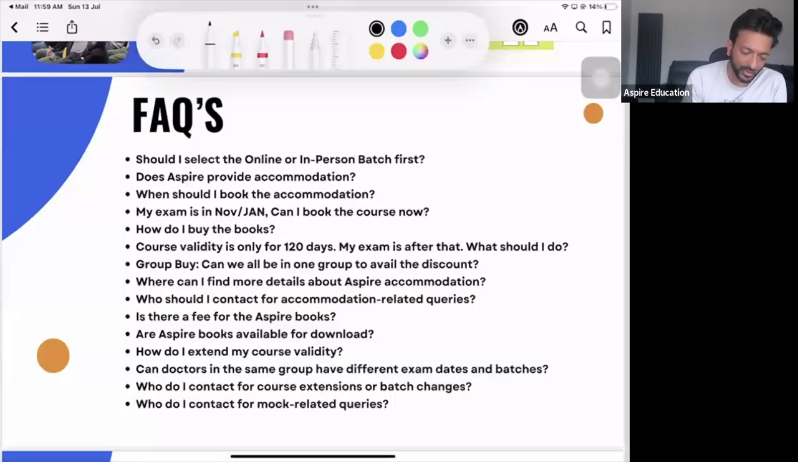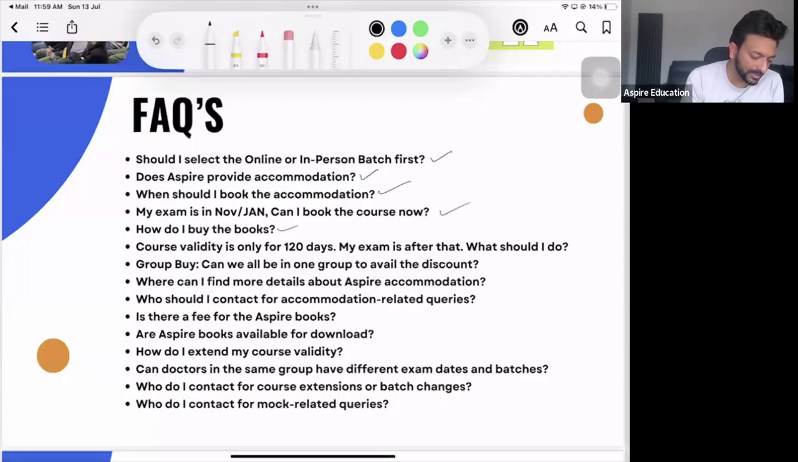Should I select the online or in-person batch first? Doesn't matter at all. Does Aspire provide accommodation? Yes, but now we have limited accommodation only. Only one building we have got. Book it as soon as possible. When should I book accommodation? Once you book the course, book it as soon as possible. My exam is in November, December. Can I book the course now? Yes.